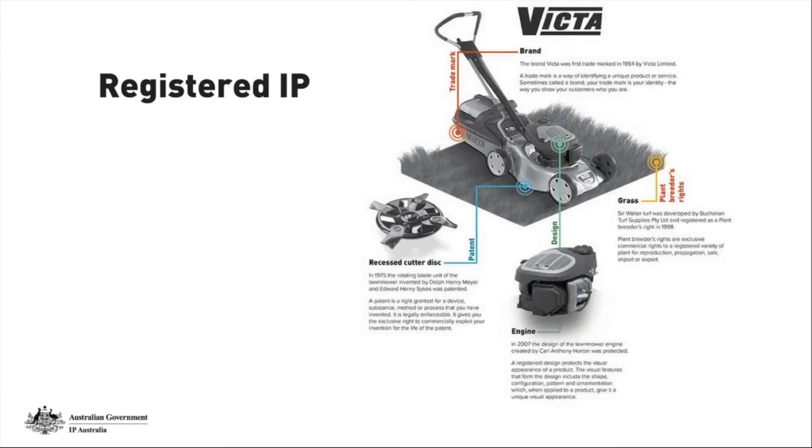Last but not the least, there's plant breeders' rights. These are exclusive commercial rights to a registered variety of plant for reproduction, propagation, sale, import, or export. And again, in our example of the lawnmower, the Sir Walter Turf was developed by Buchanan Turf Supplies and was registered as a plant breeders' right in 1998.